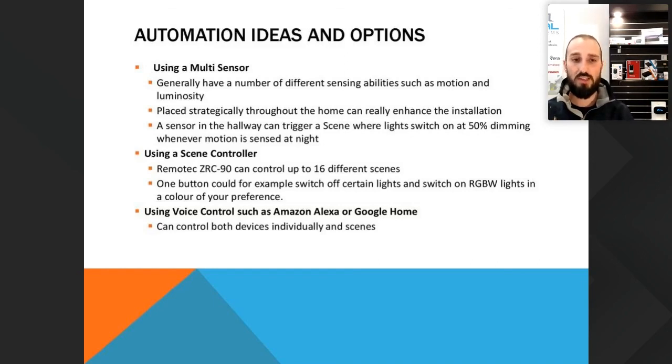You can also use a scene controller, as you see there on the notes. One example is the Remotec ZRC90. That has a whole bunch of different buttons on it, and you can go ahead and program those buttons to do different things. Finally, you can use voice control such as Amazon products or Google products. That's something that I demonstrated earlier.